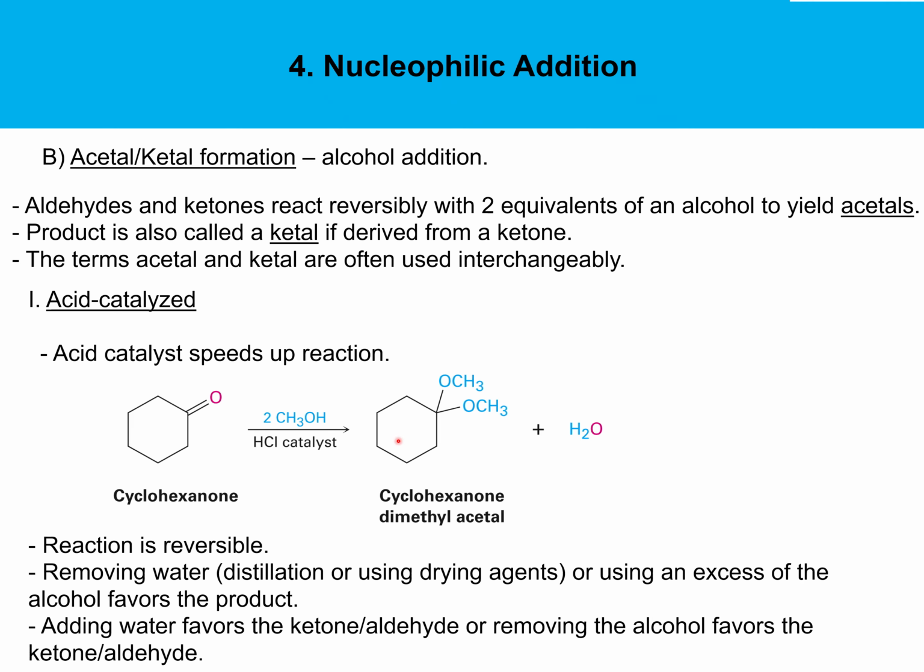Since this is a reversible reaction, we can take advantage of Le Chatelier's principle. So using an excess of alcohol, for example, will push the reaction towards products. Removing the water will also push the reaction towards the products. We can reverse the reaction by adding water or removing the alcohol. One simple way of doing this in a lab would be distilling the alcohol. If we were trying to get the acetal, we might distill the water or use some sort of drying agent within the reaction that will soak up the water and push the reaction towards the acetal.